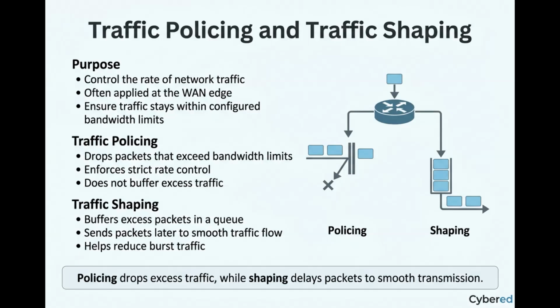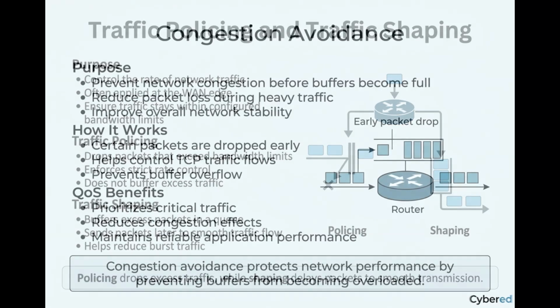Policing and traffic shaping are used to control the rate of traffic, often at the WAN edge of a network. Policing drops packets that exceed the configured bandwidth limit. Shaping temporarily stores excessive packets in a queue and sends them later to smooth traffic flow. Both methods help ensure traffic stays within defined bandwidth limits.